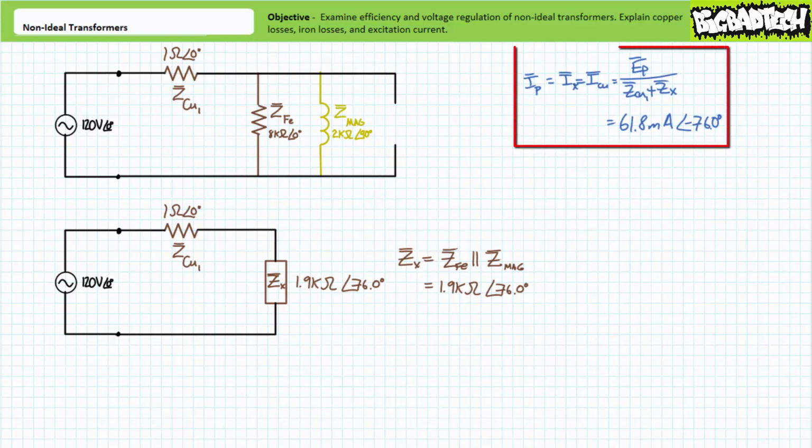Given this combined impedance is in series with the resistor accounting for the internal resistance of the primary windings, Ohm's law demonstrates this non-ideal transformer will draw 61.8 milliamperes of current at an angle of negative 76 degrees, even when no load is being powered on the secondary. Can you dig the heavy implications of this simple calculation? Transformers always draw current, even when they're not providing power to a load.